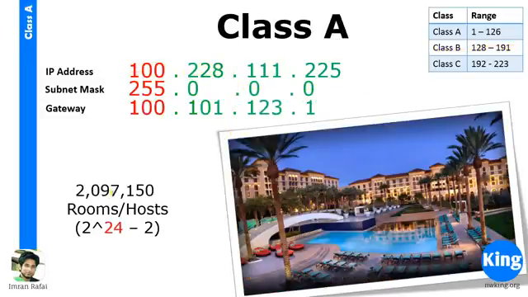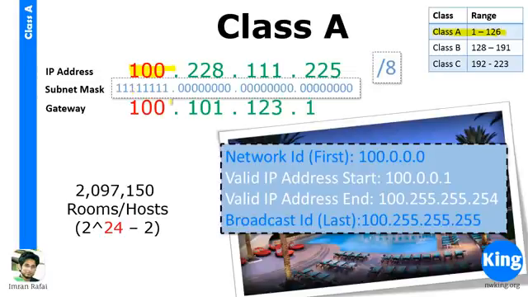Now we go to class A. Again, with the same rule, we look at the first octet and we see it is 100, and we know 100 is part of class A. So class A will have a subnet mask of 255. If you remember, class B had 255.255 and class C had 255.255.255. So class A has only one 255. The first octet is 255, and if you convert it into binary, it looks something like this.